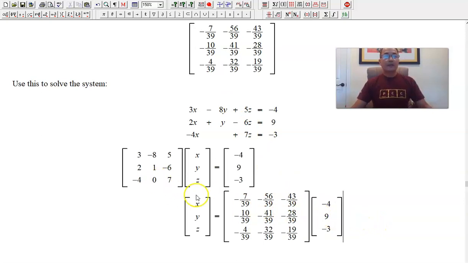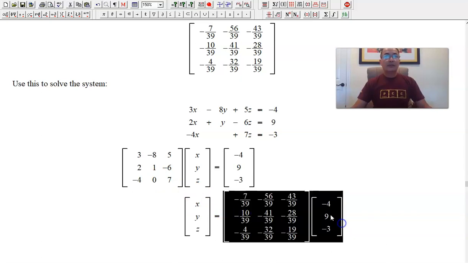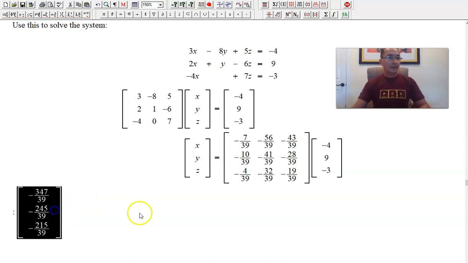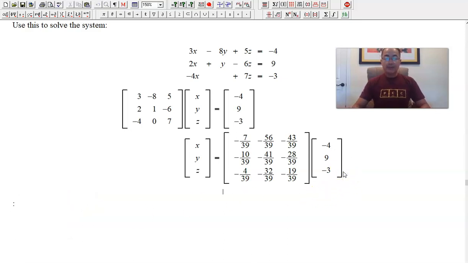Okay? So our solution xyz is just the product of those. So those are the answers. Let's copy that up here. So there you go. Now it looks nicer. So we get x has to be minus 347 over 39, y has to be minus 245 over 39, and z has to be minus 215 over 39. Kind of ugly, right? But that's expected because we do have the 39 denominators in our matrix inverse.